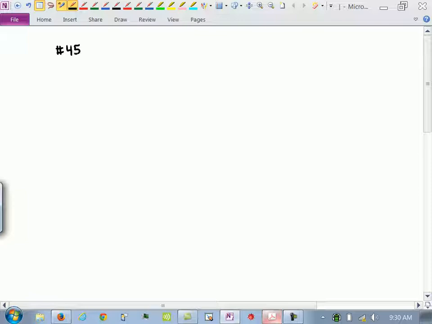Number 45. We have x minus 3 over 3 plus x plus 2 over 4 equals 11/6. All right, here we go. So the first thing hopefully you notice on this is that it is a linear equation, all right?